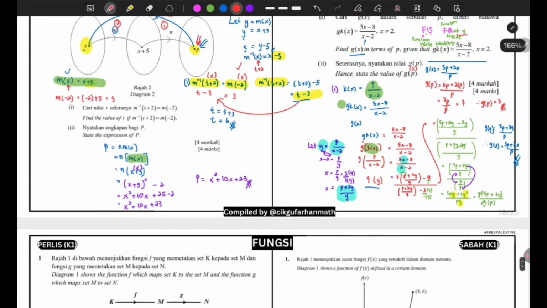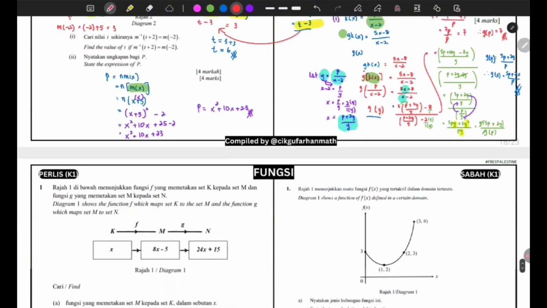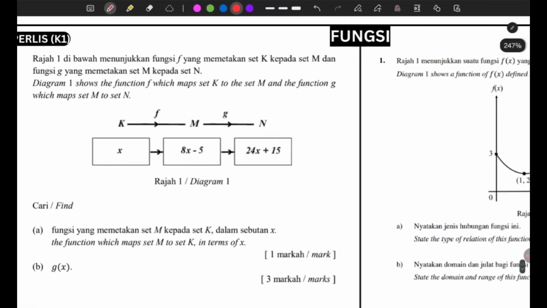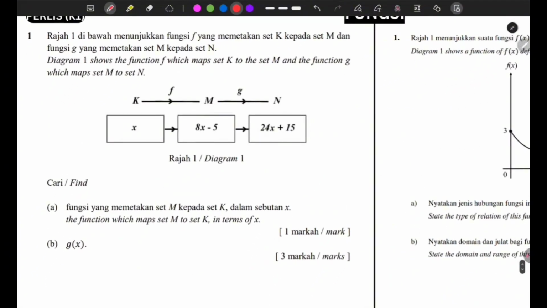Okay, let's move on to the next question. Let's go to police. 1, 2, 3. Let's go. Diagram 1 shows the function f which okay, wait, before I continue, I just want you to digest this question first. Go through first. Why do I need to drink some water?